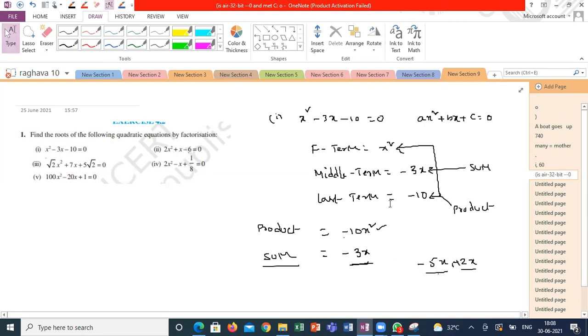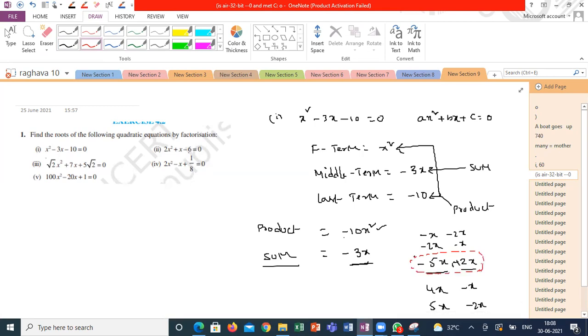There are so many possible conditions here. I can split the middle term in so many ways, minus x and minus 2x, 4x and minus x, 5x and minus 2x, but there will be only one particular combination which is satisfying my condition. If I use the remaining combinations, I can't factorize, and if you can't factorize, it is not possible to solve the question.